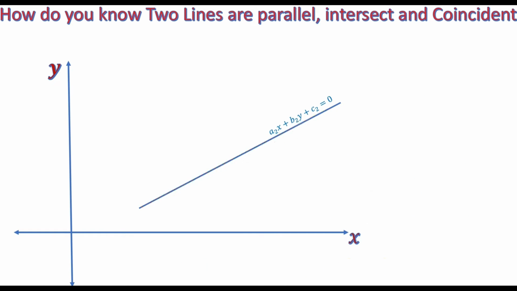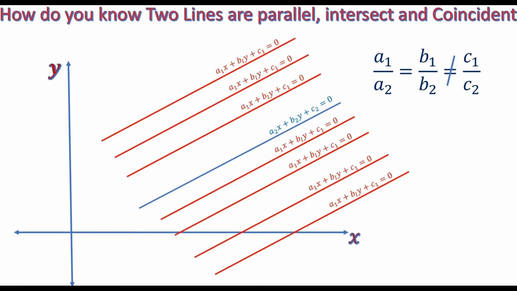Suppose it is not coincident, but parallel to the original line. Then the condition should be that both have the same slope. That's why a1/a2 = b1/b2, and it must not be equal to c1/c2. Then the two lines will be parallel, that means parallel to the original line. It won't be coincident. If c1/c2 is also equal, then only it will be coincident. If it is not equal to c1/c2, then they are parallel lines.